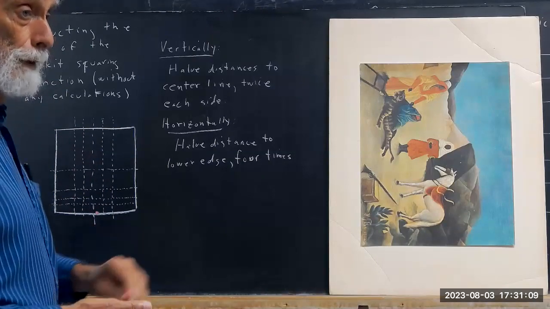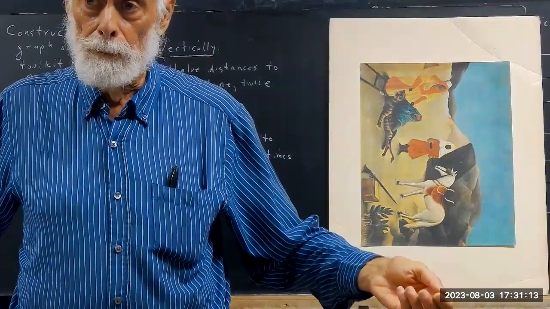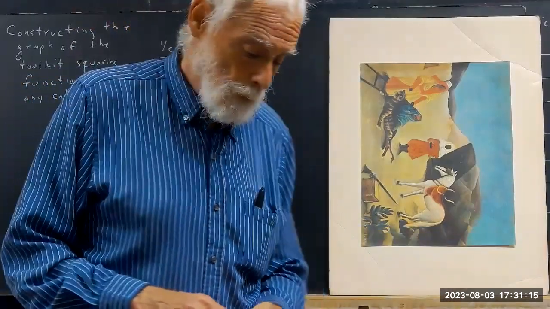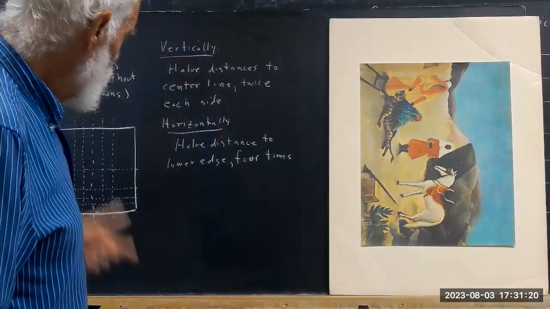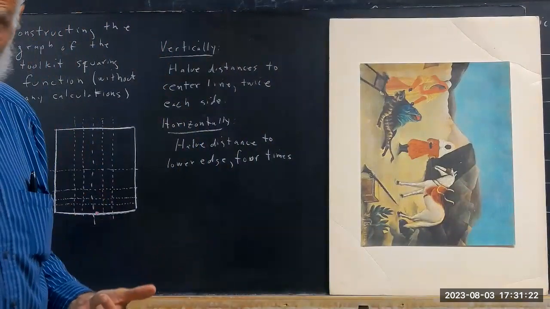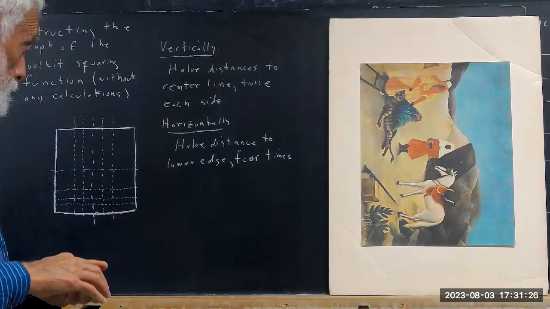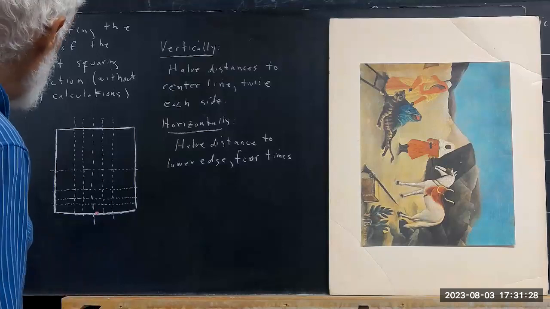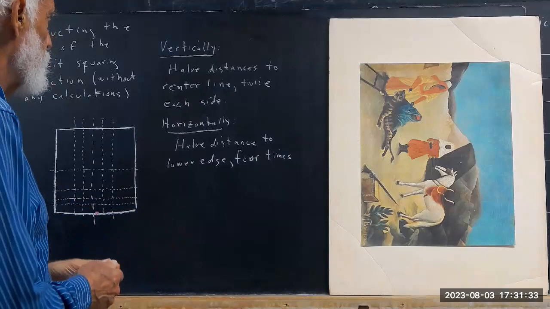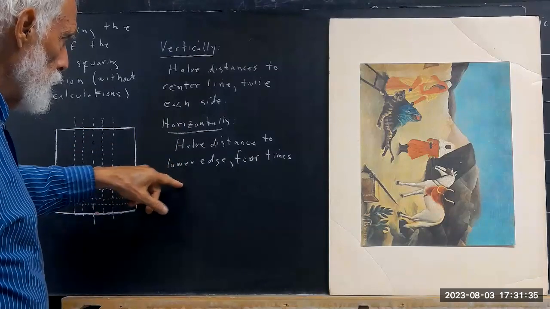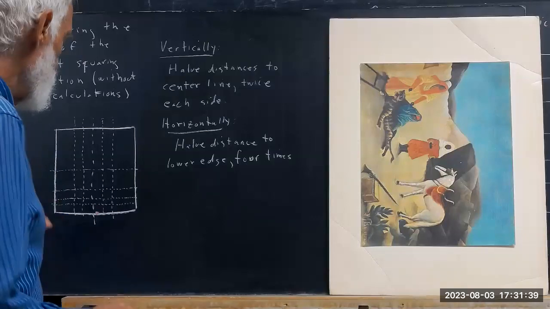You will need to come into class next time and do this for credit. It's a quiz. There are going to be 3 of these. So if you know how to do this one, it's not hard to see how to do the others, but you're going to have to know how to do them. So anyhow, there we have it. Horizontally, we have the distance to the lower edge 4 times. Make a little note here.